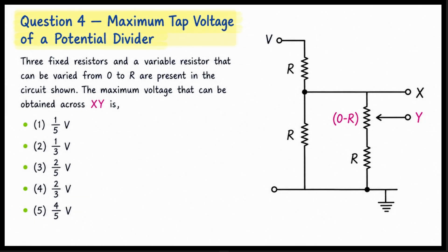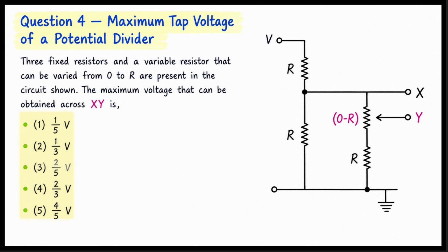Question 4 is a potential divider with a twist. One arm is variable, and we are asked for the maximum voltage that can appear across a particular pair of terminals. The layout drawn from the source figure shows a source V feeding one fixed resistor R, then splitting into a parallel section. Branch 1 is a single R. Branch 2 is the variable resistor X in series with another fixed R. The terminals X and Y sit across the variable resistor. That is what we are tapping.